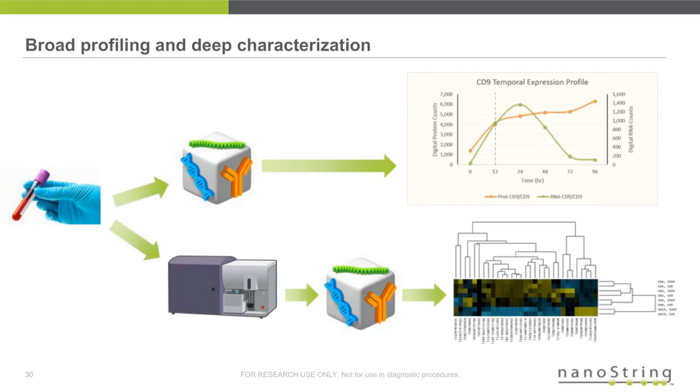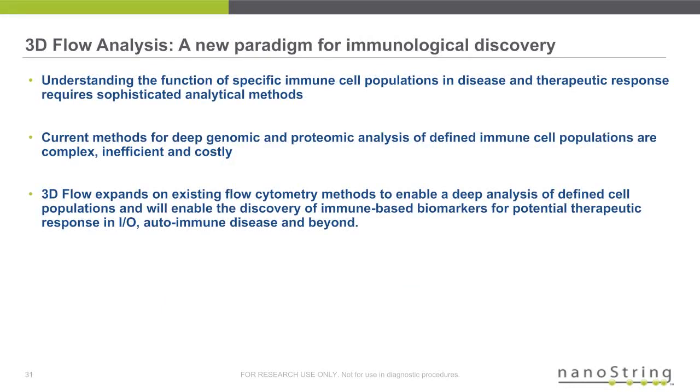We also pretty quickly realized from talking to customers that there was an interest in integrating that with flow cytometry to look at very specific populations of cells. We call this 3D flow. The idea is that understanding the function of specific immune cell populations in disease or therapeutic response requires sophisticated analytical methods, and those methods are complex, oftentimes inefficient and costly. So you might be combining high parameter analytical cytometry or CyTOF analysis with sorting specific populations of cells and doing NanoString or qPCR or RNA-seq. So you're using multiple technologies to look at these.